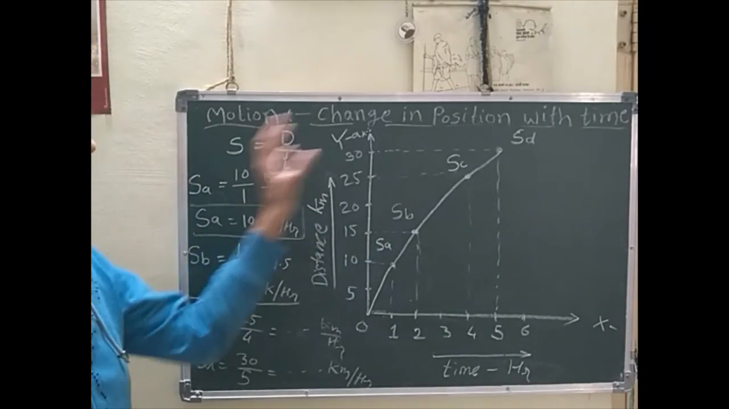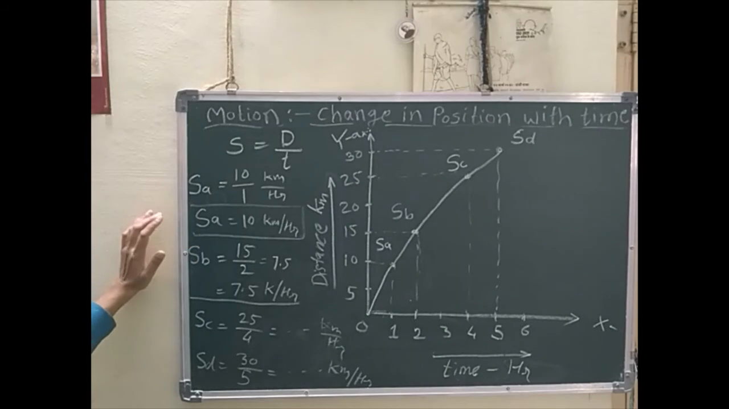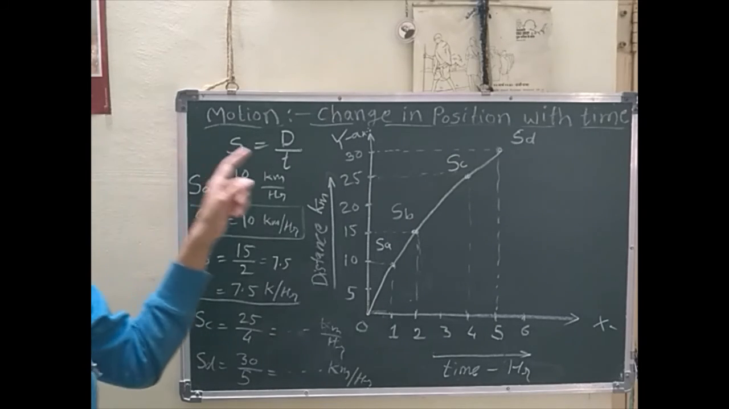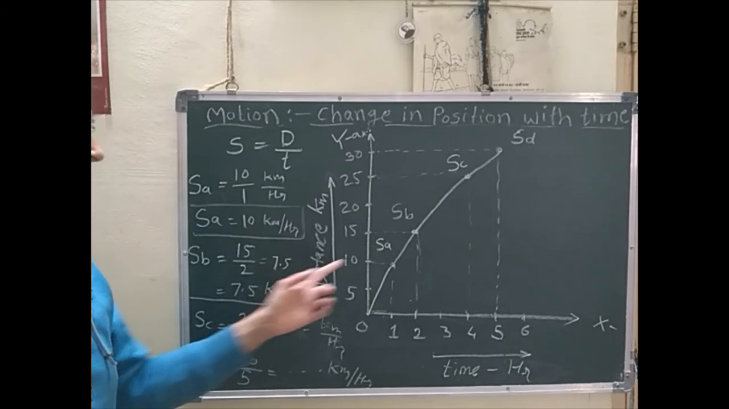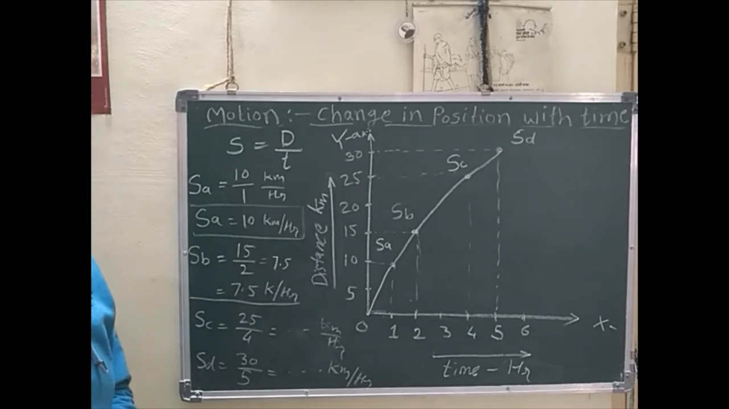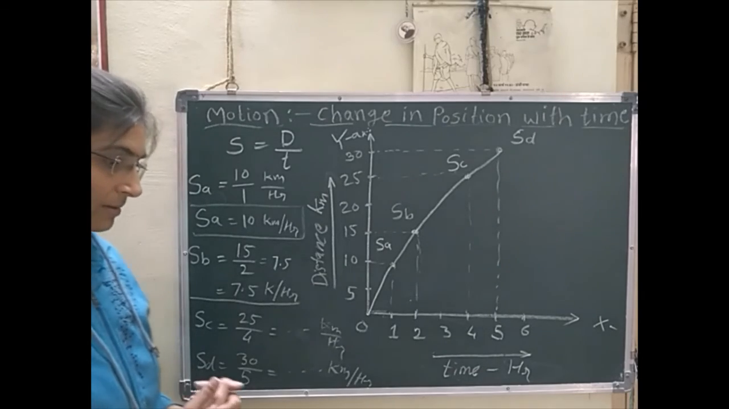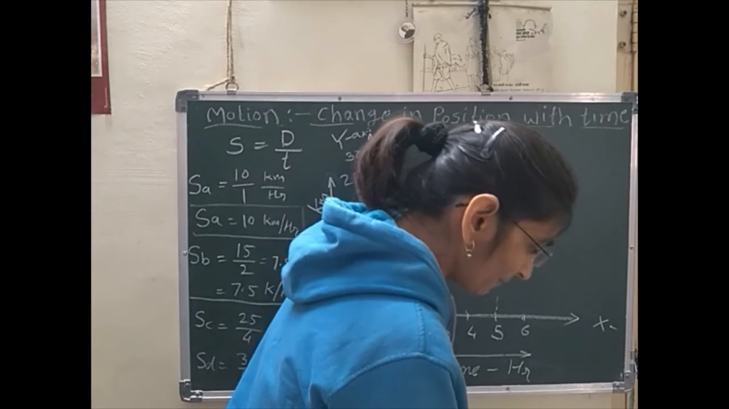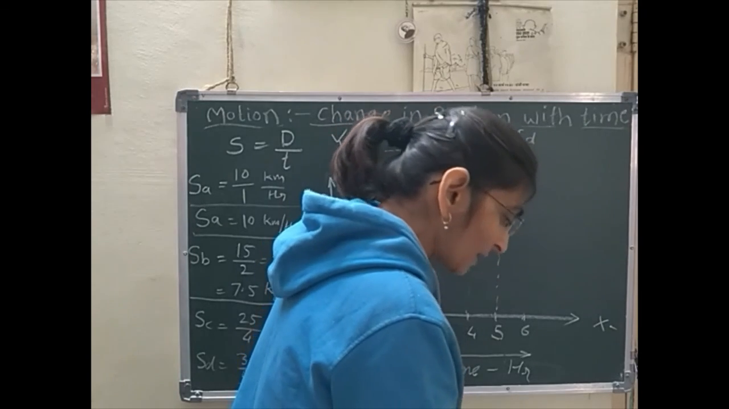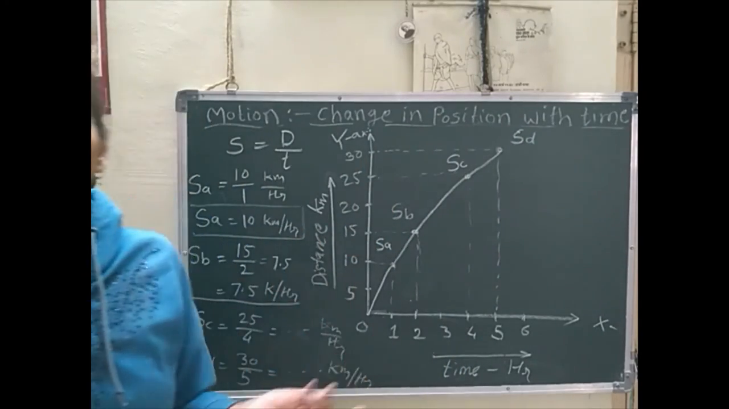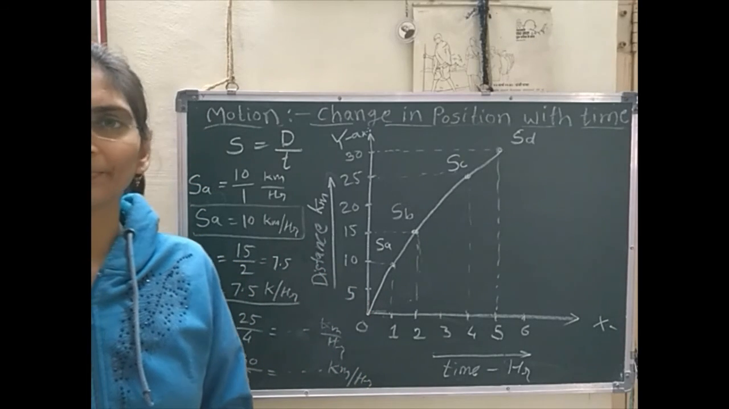Okay, so this was about the graph which we can plot, distance versus time, for the speed. From that graph also we can take out the speed. Okay, so this was our motion chapter. Numericals are also present, and we will solve those in our next lecture. Okay, thank you.